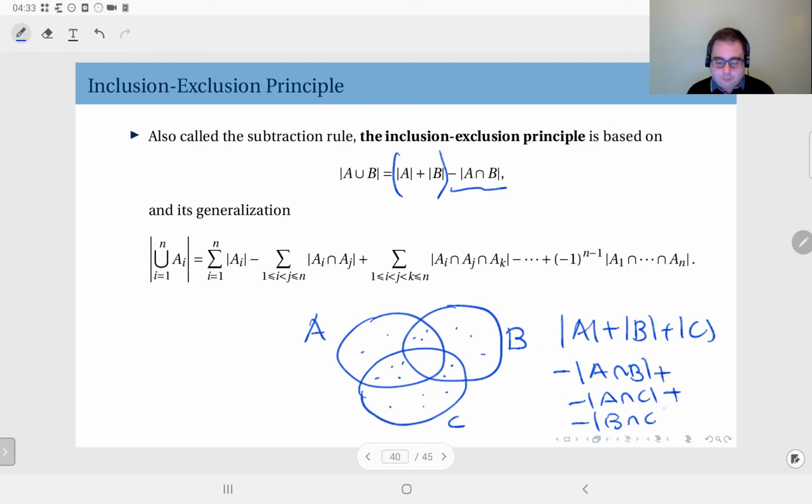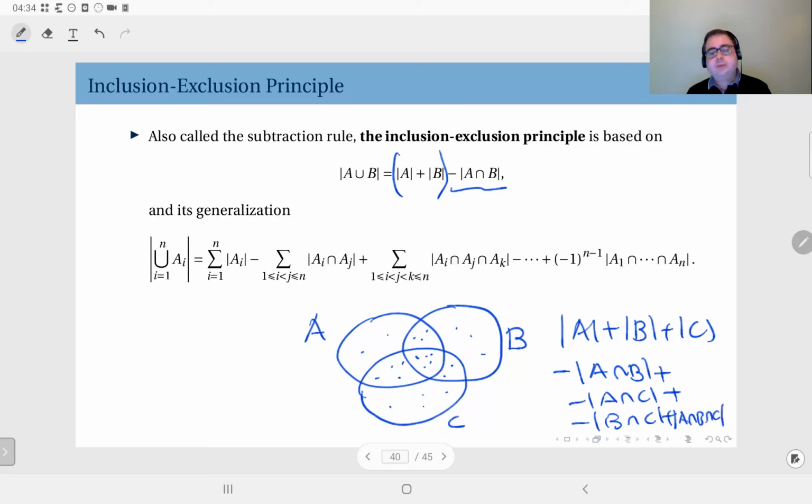But now, the elements in this part have been subtracted excessively because I have added them 3 times, and then I have subtracted them again 3 times. So at this point, they are not accounted for. So I have to add them once, all the intersection here.